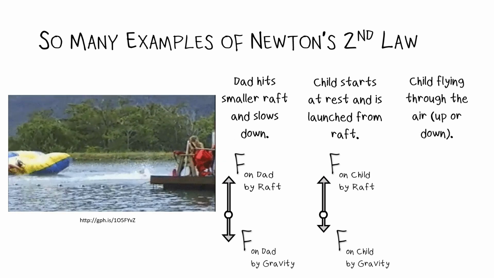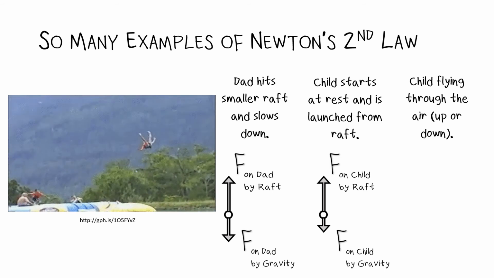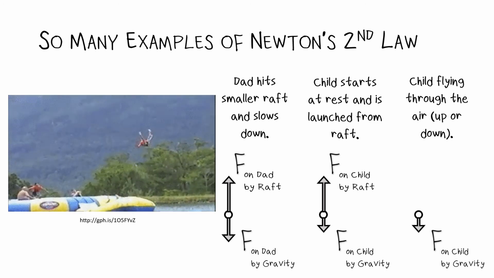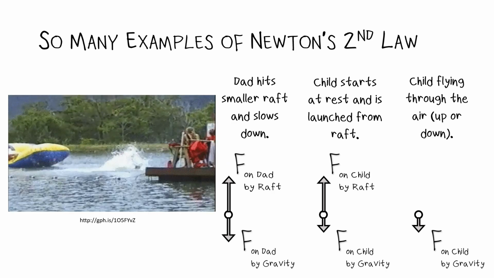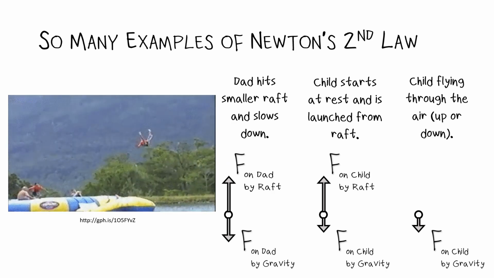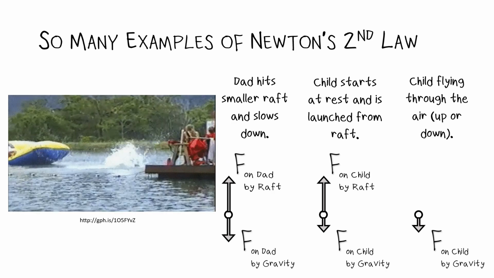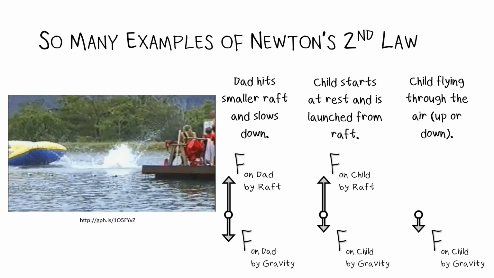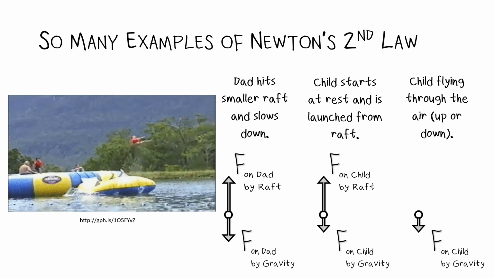And the last one we can focus on is just as the child's flying through the air. We're going to ignore air resistance, so the only force acting on the child is gravity, but that's enough to cause an unbalanced force. As the child's moving upward, if there's an unbalanced force acting down on the child, that means the kid's going to slow down. And again, if you watch, the kid slows down as they go up into the air.